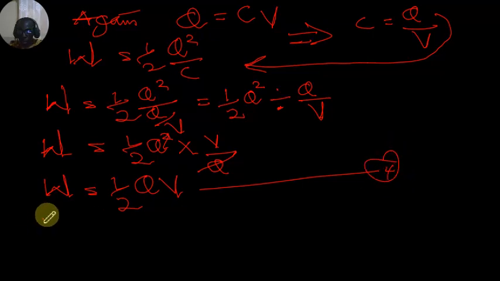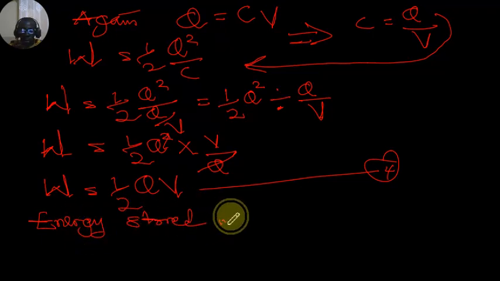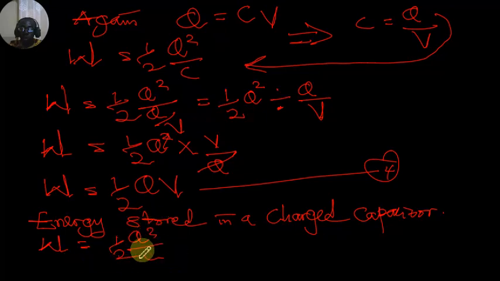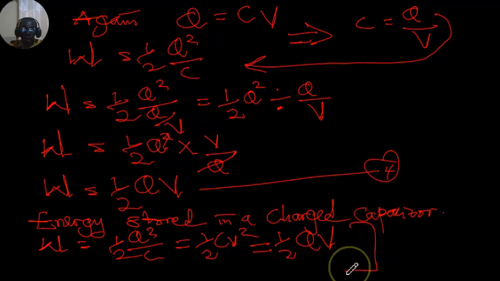Therefore, for energy stored in a charged capacitor, using the integral method, you have the following formula. You have the first one, this is 1 over 2 q squared over c, or you have it as 1 over 2 cv squared, or you have it as 1 over 2 qv, and that gives the summary of the energy stored in a capacitor.